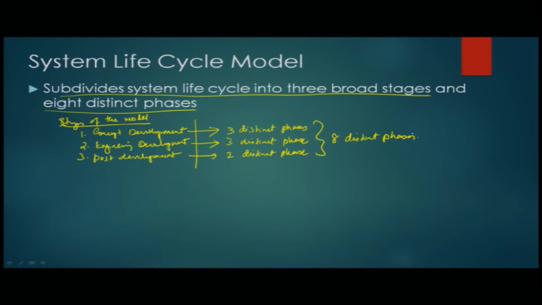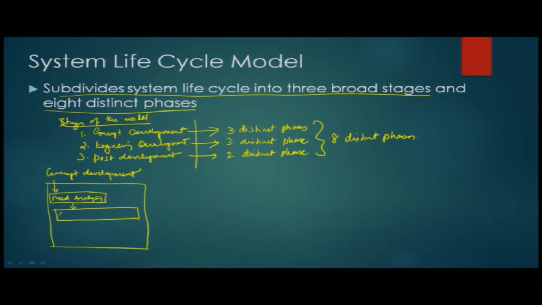So, if you represent this model diagrammatically or graphically, the model will look something like this. The first will be called the concept development. And the concept development, the first aspect, as we usually say, is need analysis. Unlike the DoD model, the need analysis is part of the system lifecycle model here. Then, from there, we get the next one, which is called concept exploration.